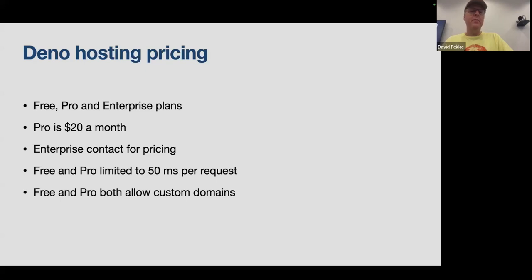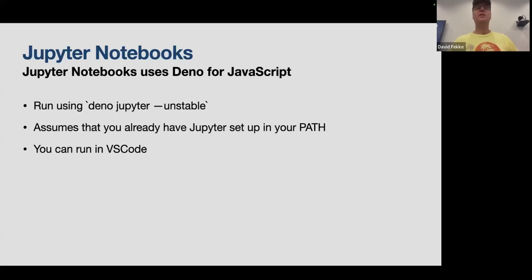And then with the free and pro, you're limited to about 50 milliseconds per request. So if you have something that takes longer than 50 milliseconds, they're just going to kill it. So that might be one of the reasons why you might want to go with a different hosting provider. Both the free and the pro allow custom domains. So you could potentially deploy your application to Deno, host it for free, and also have a domain with it. That's a neat feature there, but not if it takes longer than 50 milliseconds.